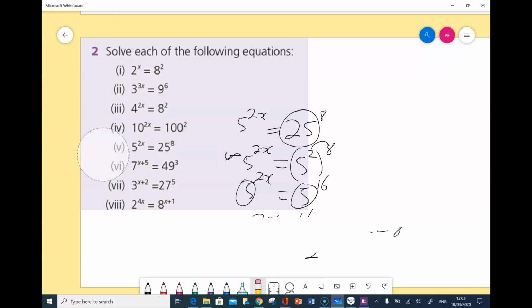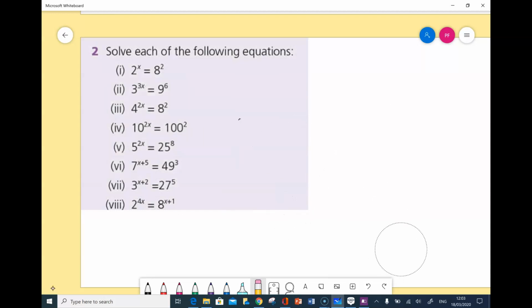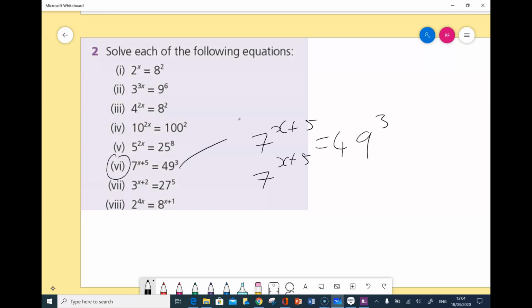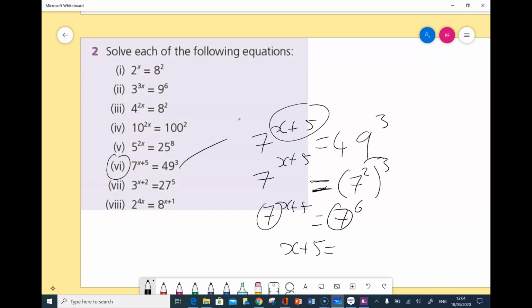Okay, now next one up is part 6. So we've got 7 to the power of x plus 5 equals 49 cubed. So what I'm looking for is up here in my indices. So I need to make my base numbers the same, and I know I can write 49 as 7 squared. In this situation, I multiply. So 7 to the power of x plus 5 equals 7 to the power of 6. So our indices must be the same. X plus 5 is equal to 6. X is equal to 6 minus 5. X is equal to 1.